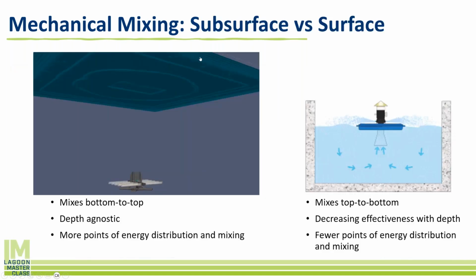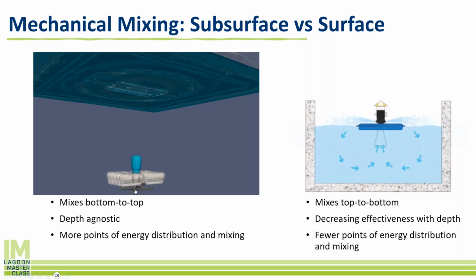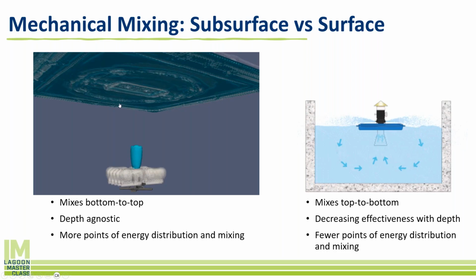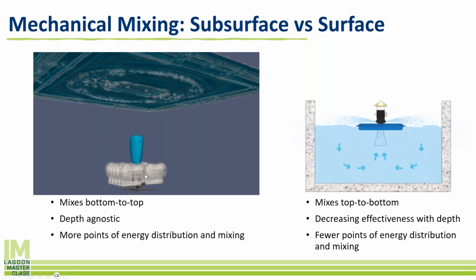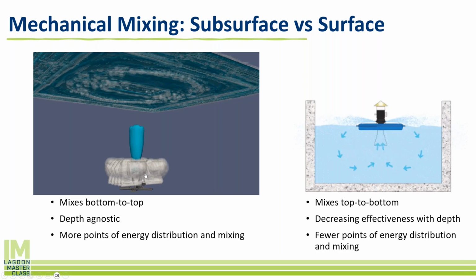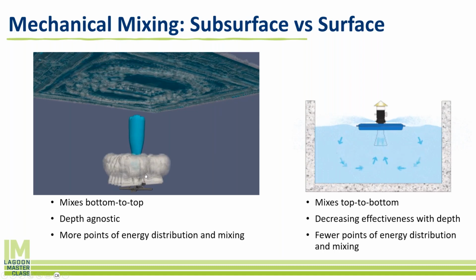It can be done a couple of different ways. What I just showed you was diffused aeration, so releasing bubbles from the bottom to the top. This type of aeration doesn't really depend on how deep it is. The aerator is generally on the bottom, and the bubbles rise, because they're buoyant, all the way to the surface, so that mixing energy is brought all the way to the surface. Another feature of diffused aeration is that these systems generally have more points of energy release, and therefore they're mixing more points of the pond.